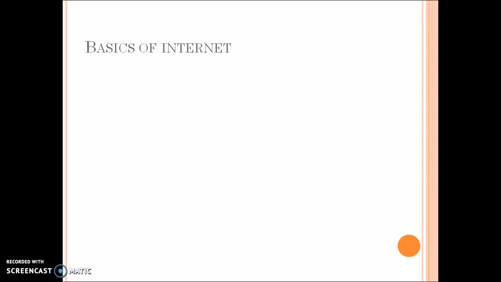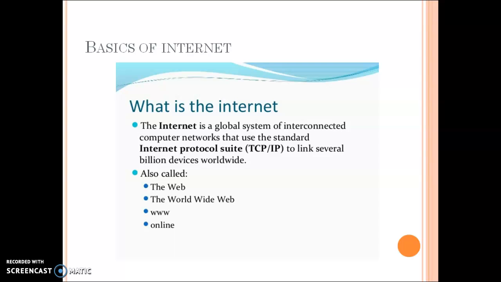Basics of Internet. What is the Internet? The Internet is a global system of interconnected computer networks that is used. The standard Internet protocol suite TCP/IP to link several billions of devices worldwide, also called the web, the World Wide Web, www, online.